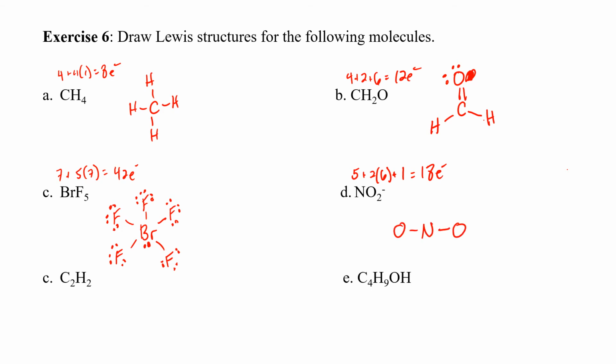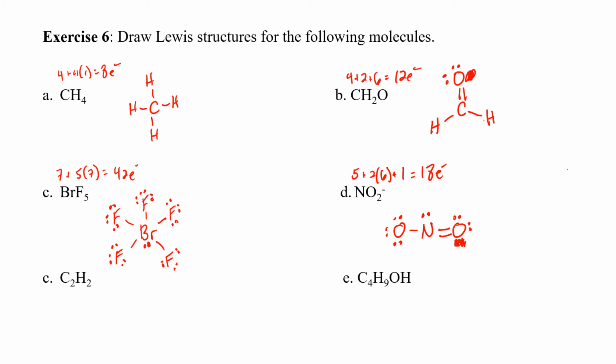Step 3 says we're going to distribute the remaining electrons to the exterior atoms. So I've used 2, 4, 6, 8, 10, 12, 14, 16. I've got 2 more. We're putting them on the central. That's 18 electrons. Everybody's happy except for nitrogen, which has 6. So it doesn't matter which of these oxygens you borrow electrons from, but we make a double bond and we get rid of that lone pair.